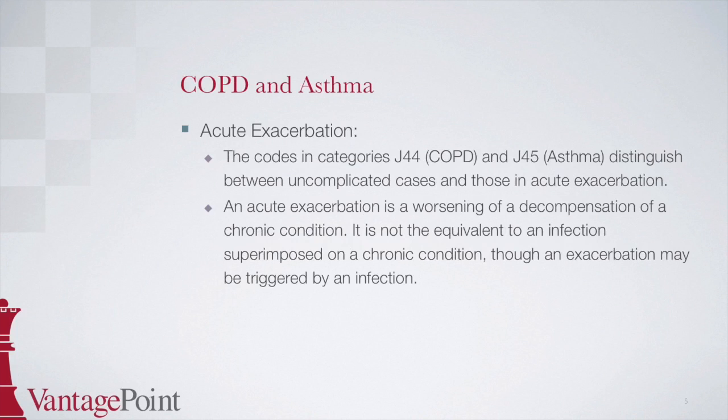In this chapter, acute exacerbation of COPD and asthma, which are categories J44 and J45, indicates a worsening or decompensation of the chronic condition. It is not the equivalent to an infection on top of a chronic condition. However, an exacerbation may be triggered by an infection. So, an exacerbation of asthma is not when an asthmatic patient gets an upper respiratory infection. However, an asthma attack would be an example of an acute exacerbation.